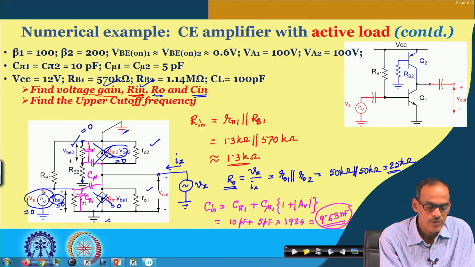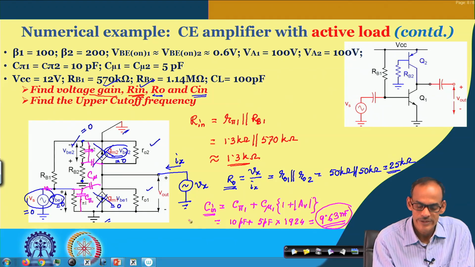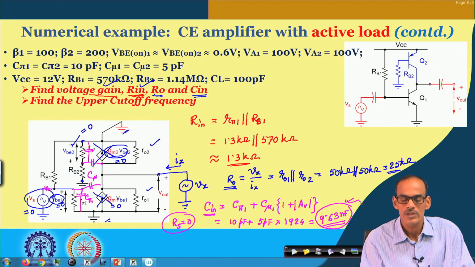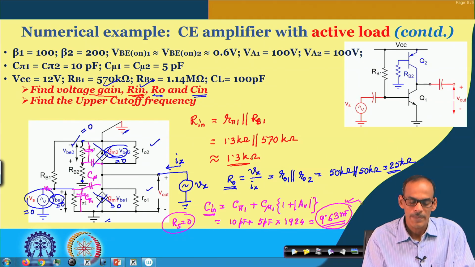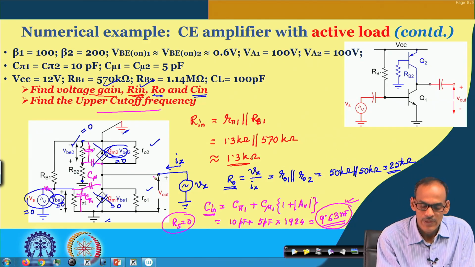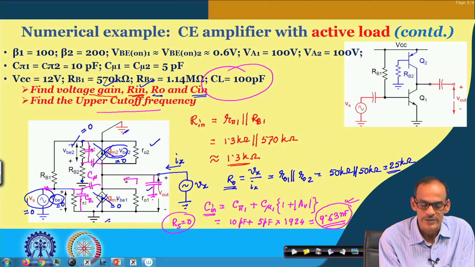In case we have some source resistance, then we can calculate the cutoff frequency coming from the Cin, but since in this exercise we are considering source resistance Rs equals 0, its contribution to the cutoff frequency we are not seeing. Instead, the upper cutoff frequency will be decided by the load capacitance here, whose value is given here as 100 picofarad, and the output resistance Ro.